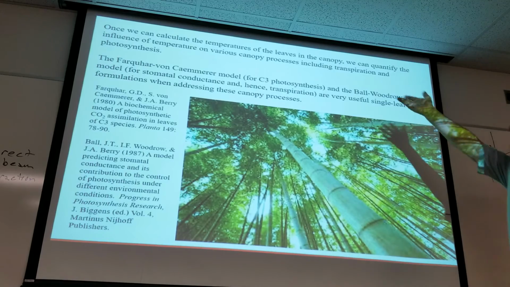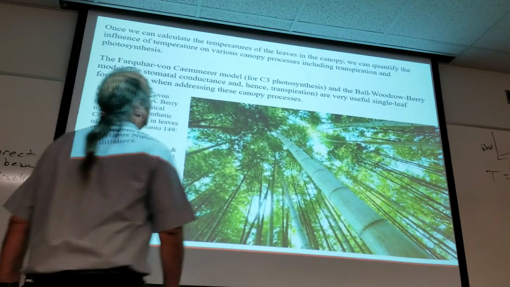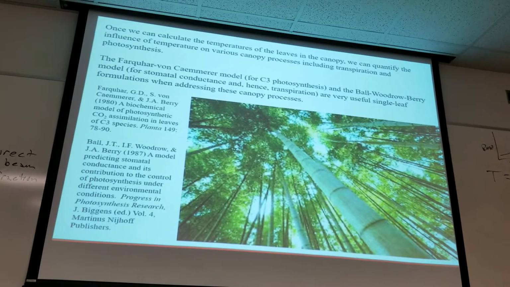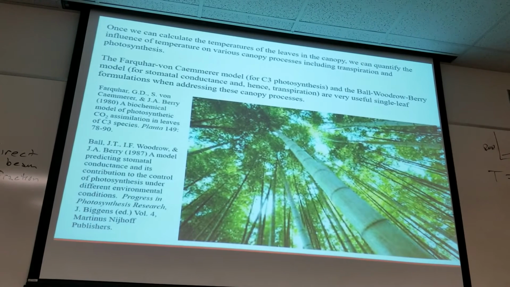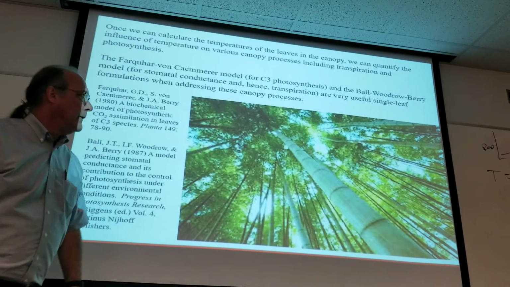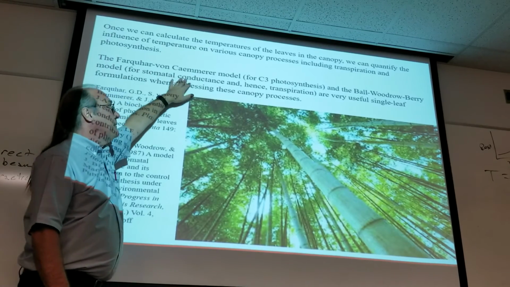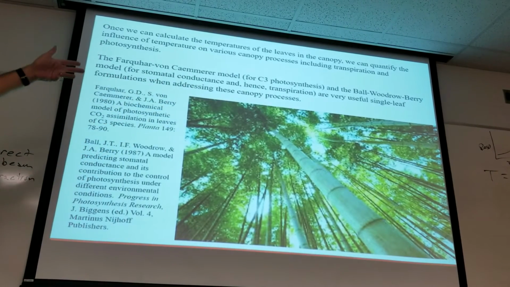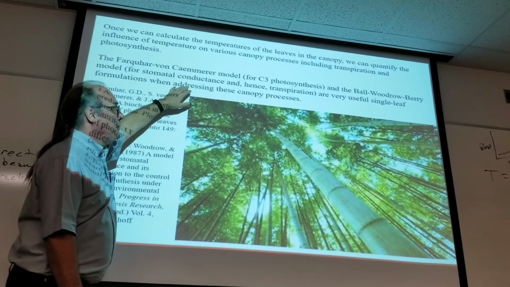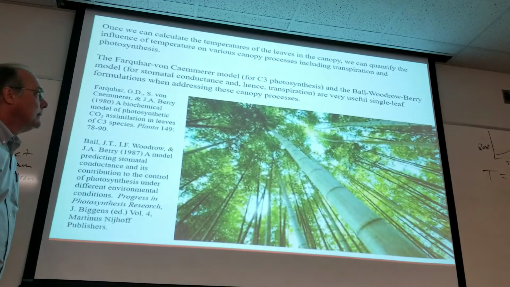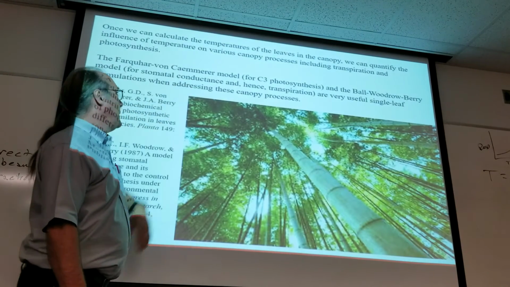Okay. So once we calculate the temperatures of leaves and canopies, we can quantify effects of temperature on properties. We can calculate vapor pressures for leaves in the canopy. We can look at this leaf to air vapor pressure difference and how that affects stomatal conductance, and use that in our model of the plant canopy. We can use the Farquhar-von Caemmerer model for C3 photosynthesis, along with the Ball-Woodrow-Berry equation for stomatal conductance, the equation I gave you a few days ago.